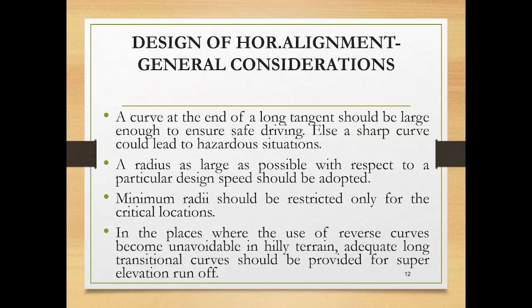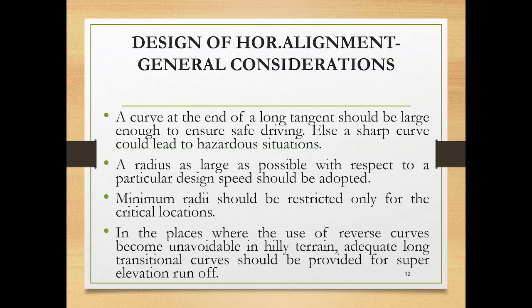But if you can provide, say, 1000 meter radius, provide that. But don't go for the curves beyond 5000 meters. So these are usually we do not use. Instead we can have a direct connection between the two tangents without a curve. Okay, so minimum radii should be restricted only for the critical location. So if you are going to provide 225 or say 205 depending on your speed, they should be kept only for the critical locations, not everywhere.